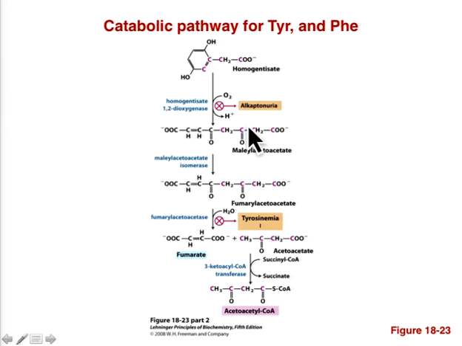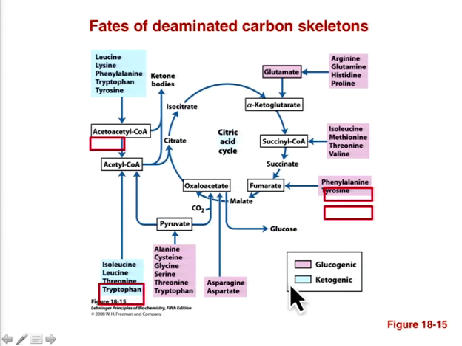And now we have a linear form of the molecule, where these carbons that are highlighted here end up over here. And then through a few more steps, we can get to fumarate, which feeds directly into the TCA cycle, or acetoacetyl-CoA, which can be used to make ketone bodies, right? So this is ketogenic and glucogenic, okay?